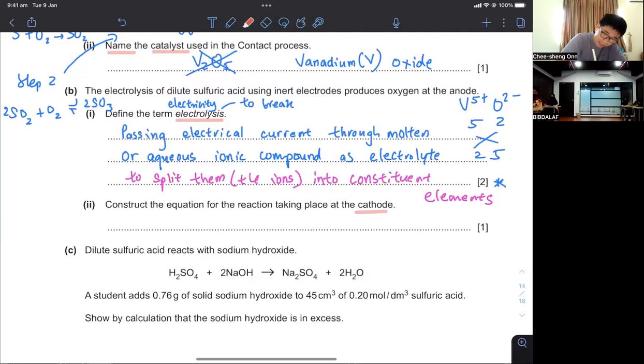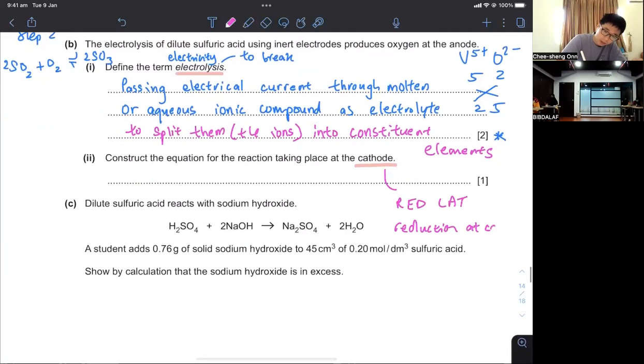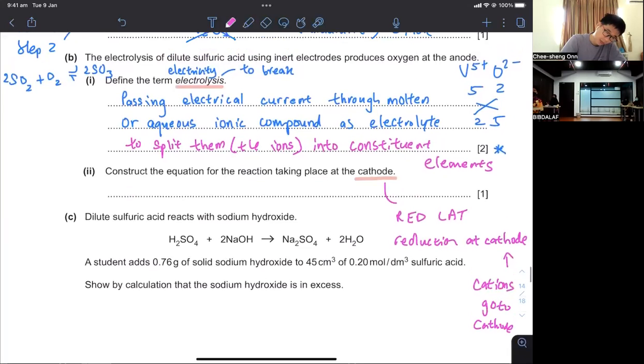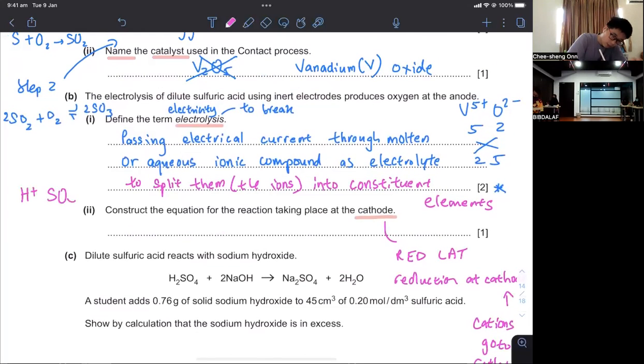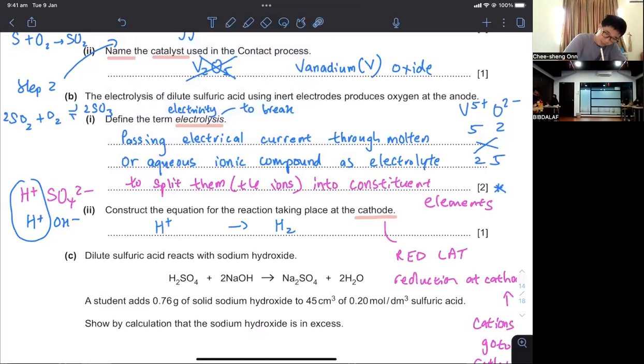At the cathode, we know about red cat. Red cat means reduction at cathode. Now what is cathode? Cations go to cathode. So which one is the cation? We have H plus, SO4 2 minus because of dilute sulfuric acid. We also have H plus and OH minus because sulfuric acid is dissolved in water. Both of them will go to the cathode. There is no choice because both of them are H plus. H plus becomes H2.